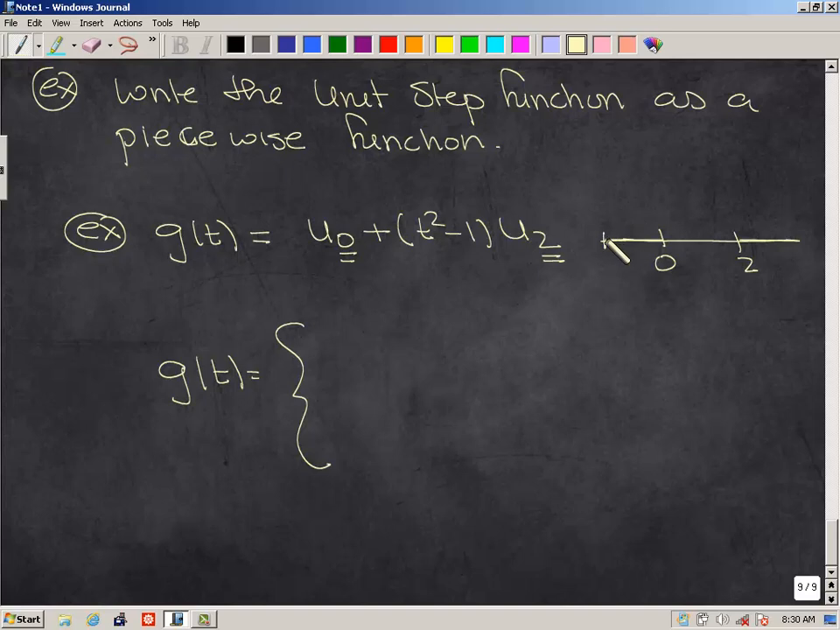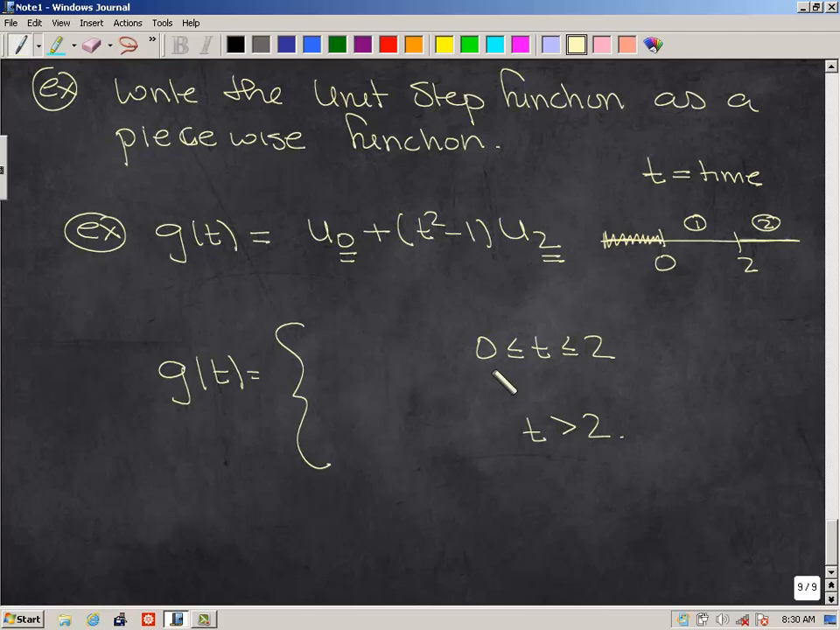Now normally we don't really care about anything to the left of 0. Why is that? Because t represents time usually, and time cannot be negative, so we'll start everything at 0. So we really only have two regions. We have this region, 0 and 2, and greater than 2. So 0 is less than t is less than 2, and t is greater than 2. All right. Now what happens in those regions?